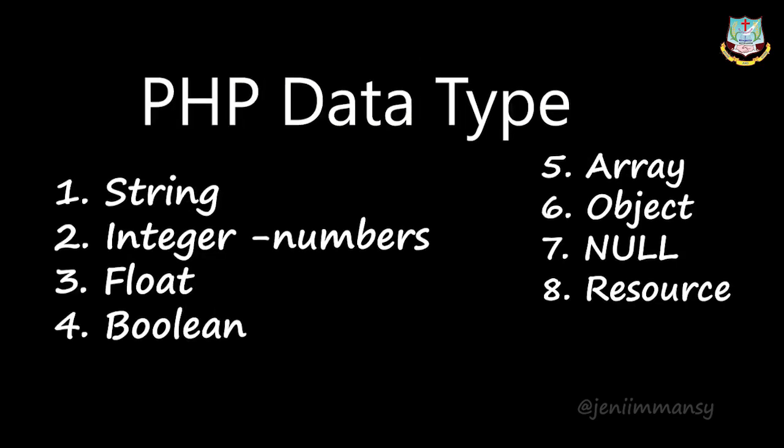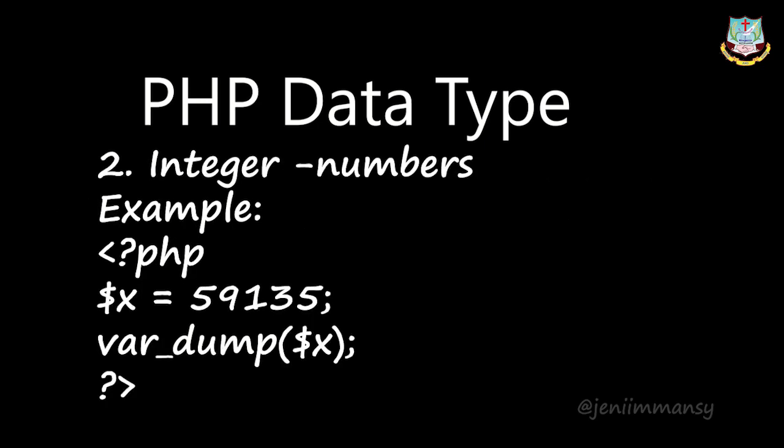Integer means any non-decimal numbers. Integer is a data type which contains non-decimal numbers. Here, if you see, they have given 59135. This is an integer, and we are giving the x variable the value 59135. Here, this system defines the function and returns the structured information about the variables in this PHP.